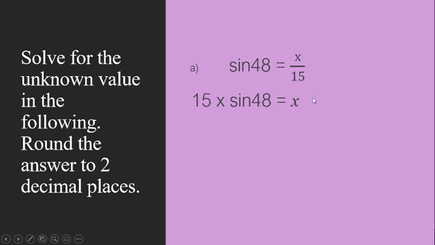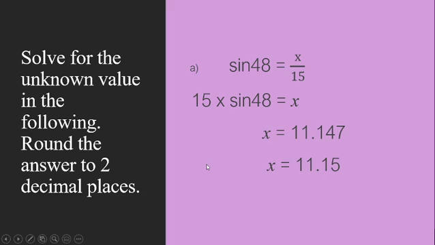Now we used to always have x on the left side and all our working out on the right hand side. It doesn't matter if you leave it there, but I've moved it over. So you put that into your calculator, 15 times sin 48, and x is equal to 11.147. Now we only want 2 decimal places, so we look at the 7. The 7 is big enough to bump the 4 up, so that becomes a 5. x is equal to 11.15, and that is how you show your working out.